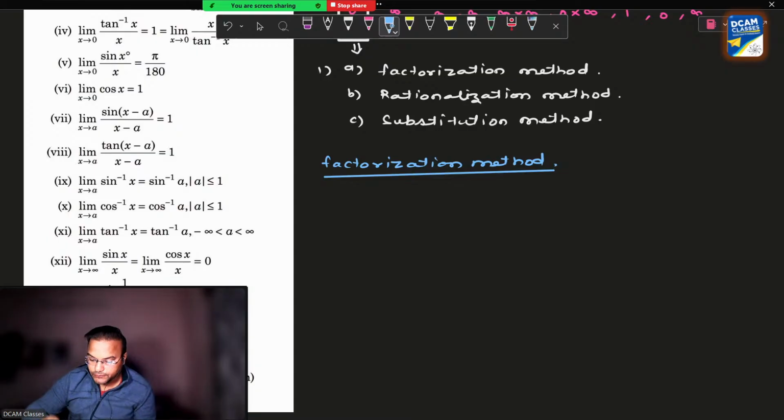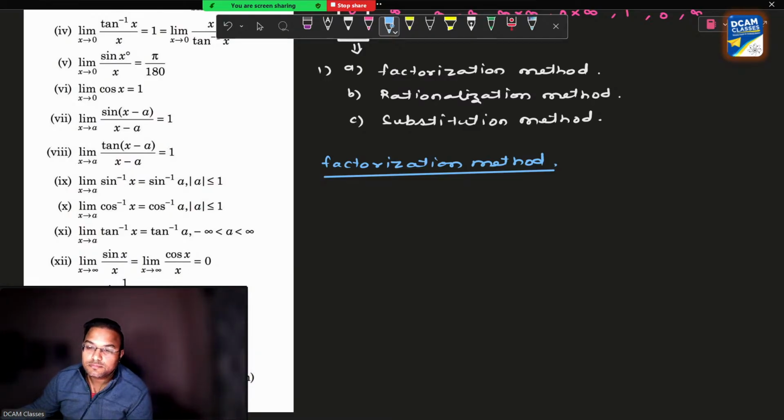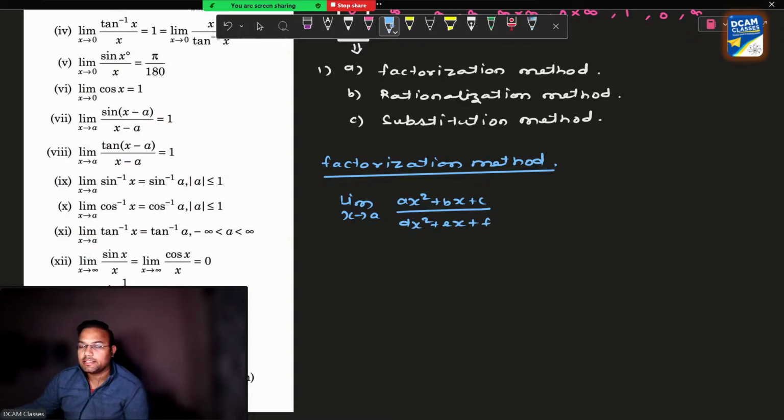Take a good example of this one. Factorization method is C. The method is, if you have this limit extending to a, ax square plus bx plus c divided by dx square plus ex plus f, like this type.